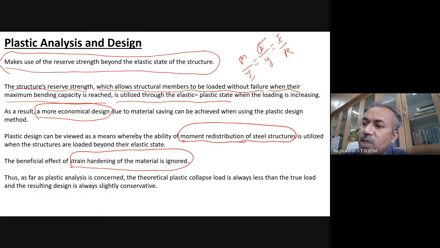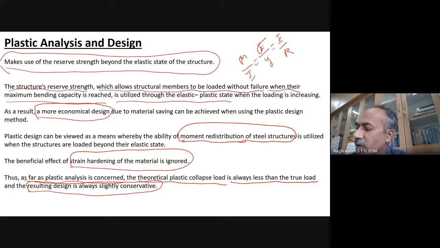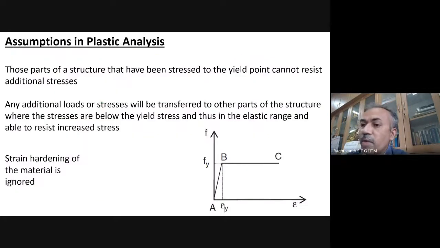So if we ignore the strain hardening, whatever plastic analysis we do, whatever load you get from our analysis is always less than the true load basically. And of course, the resulting design will always be conservative itself. Okay? So this is what we try to do. Anyway, this is what we said.